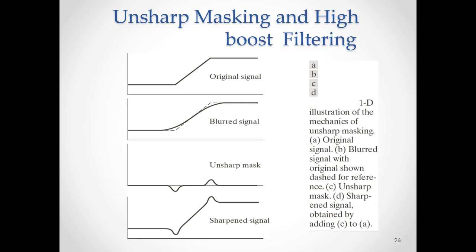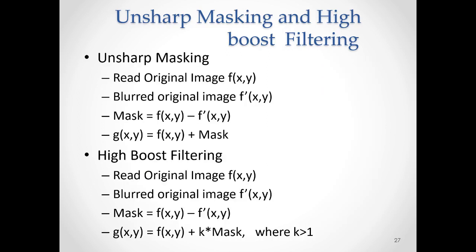Now, let us see the basic definition of first order and second order derivative. The first order derivative of a one dimensional function f of x can be given as delta f divided by delta x is equal to f of x plus 1 minus f of x, and the second order derivative can be given as delta square f divided by delta x square is equal to f of x plus 1 plus f of x minus 1 minus 2 f of x.